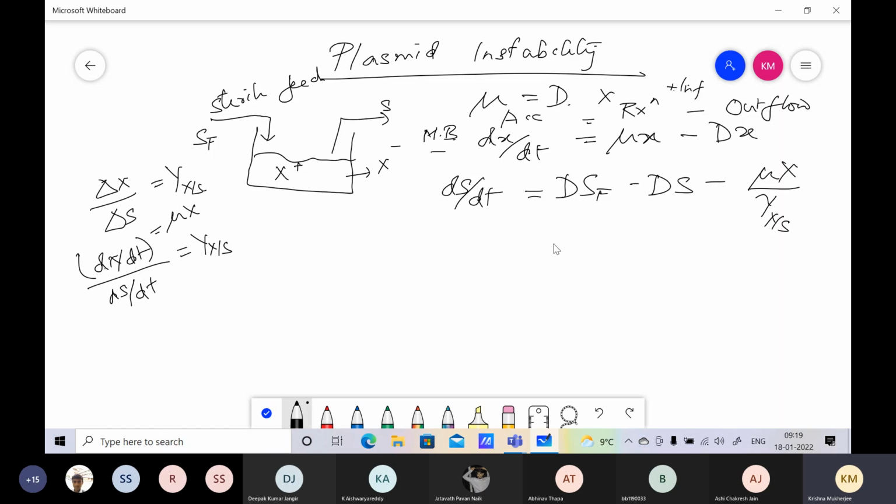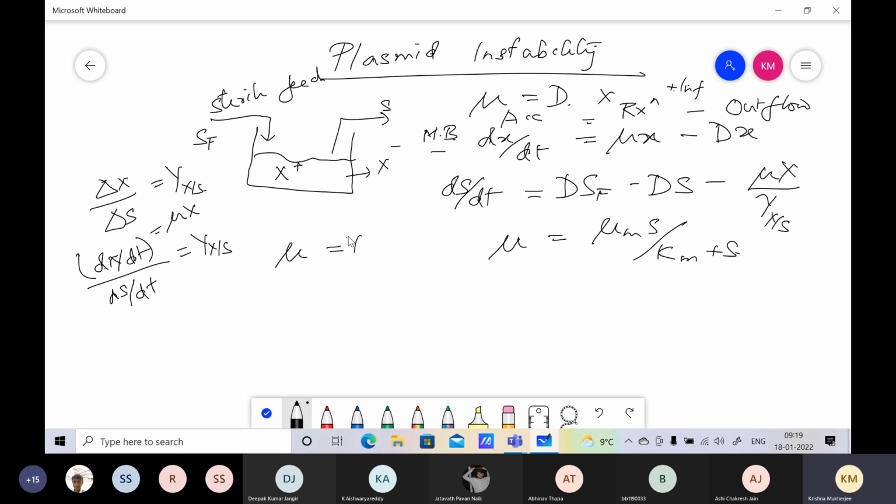If you're not following, please say so. If you're following, say yes. Otherwise, I can't see your faces. Yes, sir. And of course, the third is the kinetic equation, which is mu is equal to mu max s upon Km plus s. And solving these three equations together allows you to solve it.